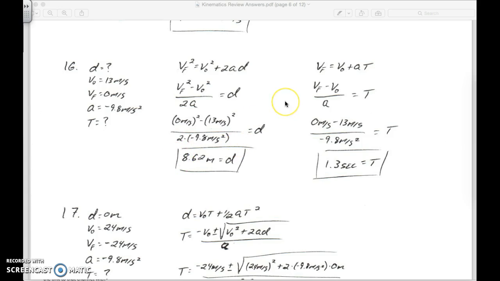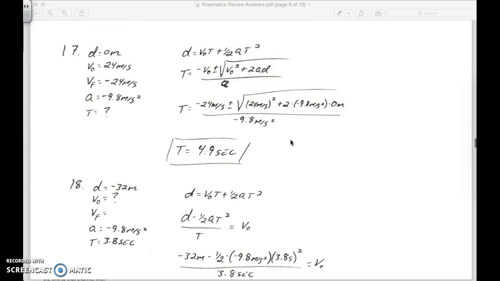Now we're going to solve for time. How long did it take to get there? I'm going to use the equation that did not have d in it, in case you solve for this first, or just in case we made a mistake here. We didn't, but you never know. Vf equals V naught plus at. We're going to solve for the time, so we're going to move V naught over to the left first. Vf minus V naught all over a equals time. Plugging in our numbers, 0 minus 13 meters per second all over negative 9.8 meters per second squared equals time, and that's 1.3 seconds.